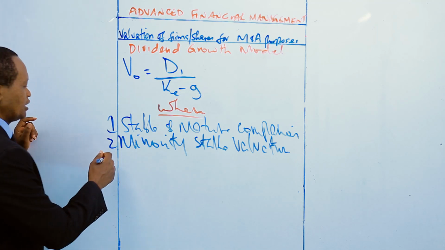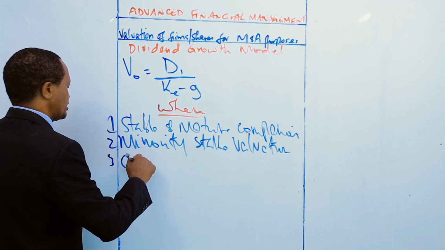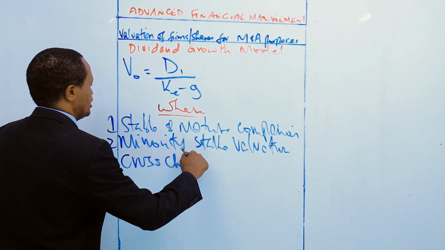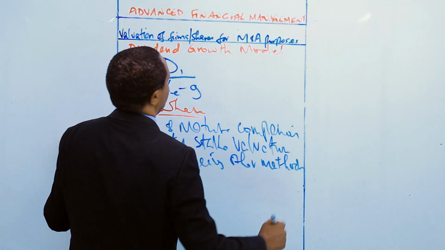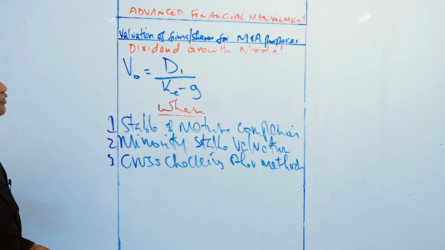This method can also be used for cross-checking other methods. There are many methods of valuing firms for M&A purposes. So this method can be used as a supplementary valuation method to provide a sanity check on the valuations derived from other models like the discounted cash flow model or the PE ratio model.